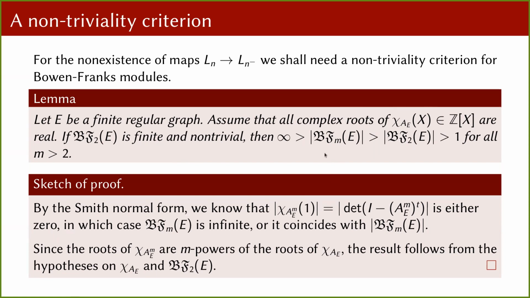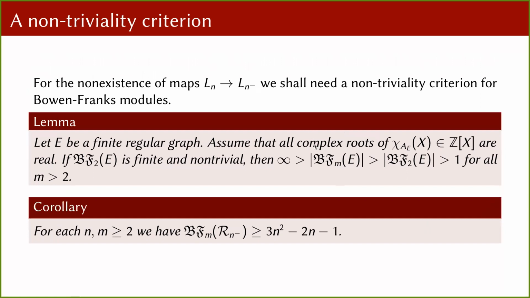Okay, and we will use this only in the particular case of the Cuntz splice of Rn, which satisfies this hypothesis. And what we will use is that these are bounded below by this quantity here, so 3n squared minus 2n minus 1. In particular, these are all non-trivial.